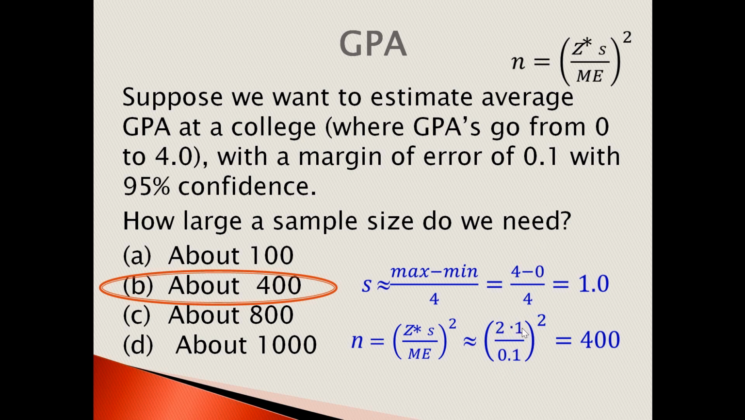If you plug in everything else in here, you will get a number that is close to 400. So the sample size that we need to perform this experiment, which is finding an average GPA at a certain college, would require me to collect data from 400 students.